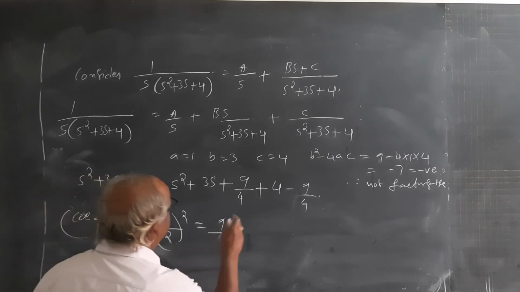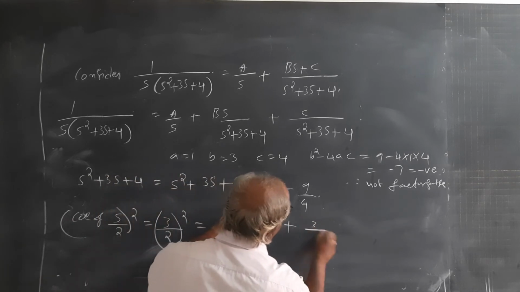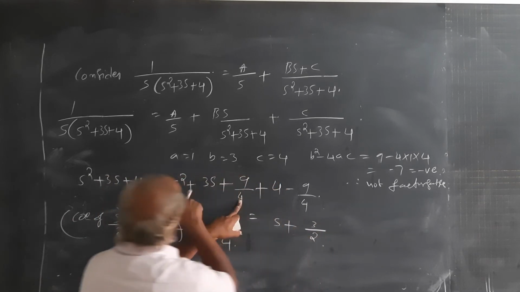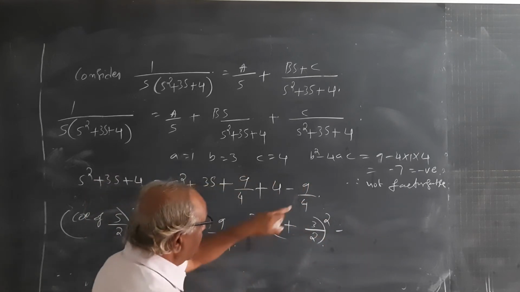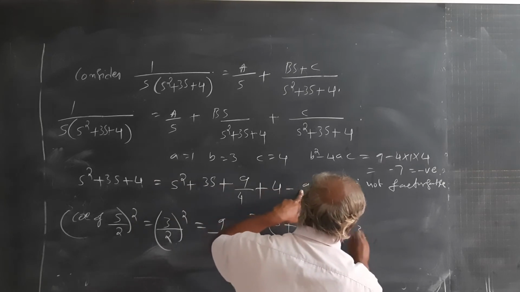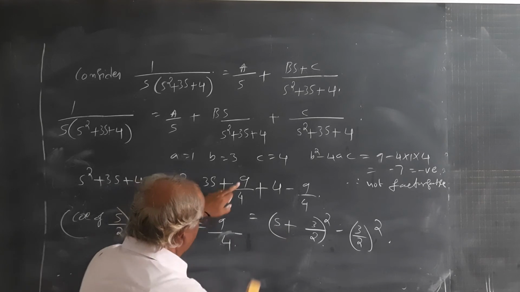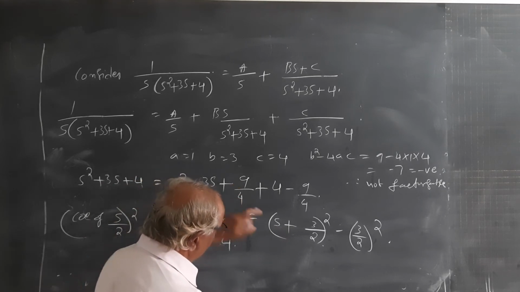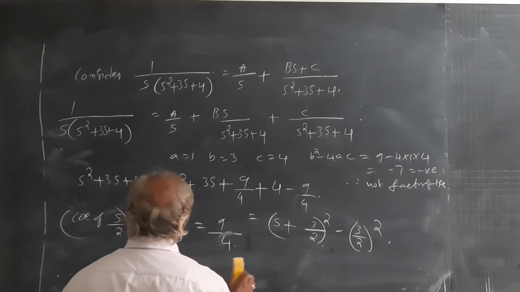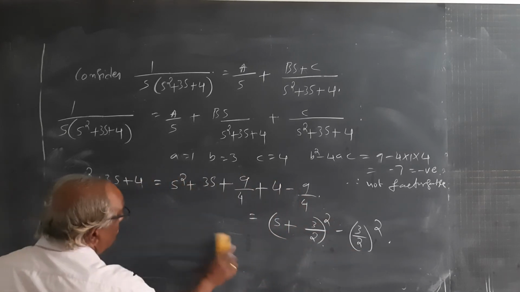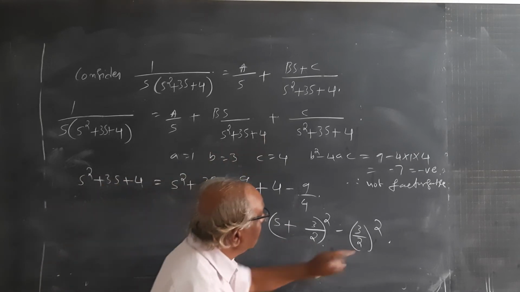So what is happening? Square root of s squared is s, square root of 9 by 4 is 3 by 2. Here is a plus sign, therefore s plus 3 by 2, whole square. Now minus 3 by 2, whole square. Here the square root of 9 is 3, square root of 4 is 2. So s plus 3 by 2, whole square, minus 3 by 2, whole square. Remember, you are writing s squared plus 3s plus 4 in this form.